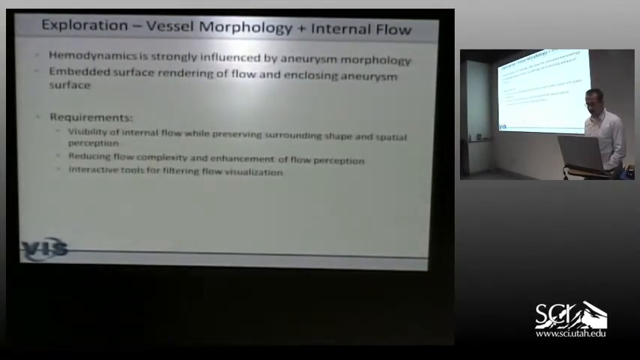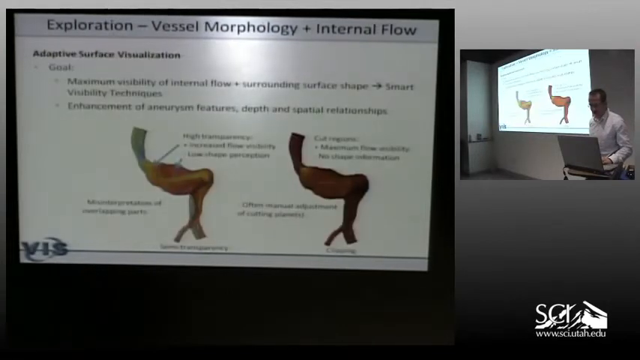Yeah, I want to discuss the vessel morphology and the internal flow, how these can be shown simultaneously, kind of embedded surface rendering. The first idea is, of course, well, if I want to see an outer surface and something inside, I render the outer surface semi-transparently, and then I can see inside. But as it turns out, there is no really good transparency value where you would say, I see the internal structures very well, but also the morphology. It is really essential to see both simultaneously because the morphology has such an influence on the hemodynamics.